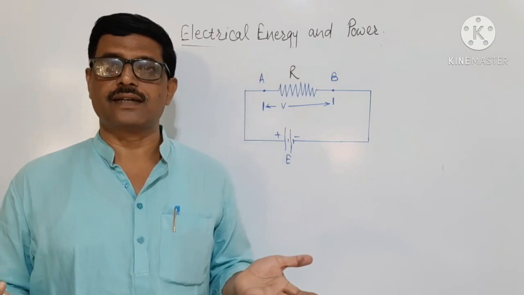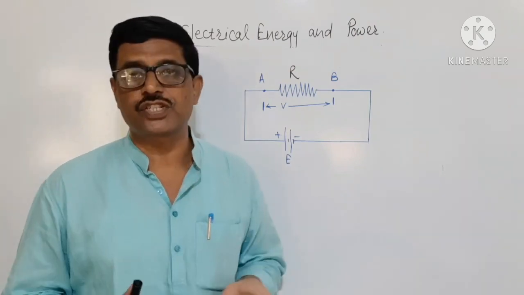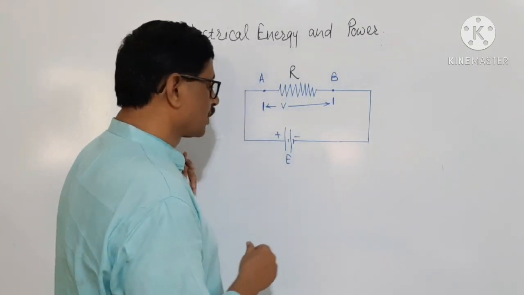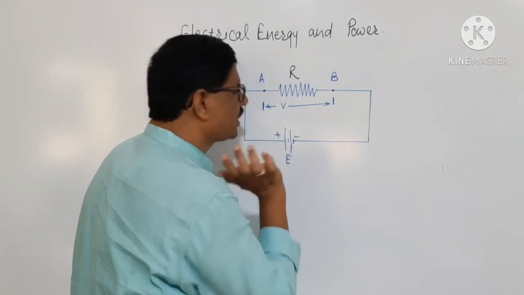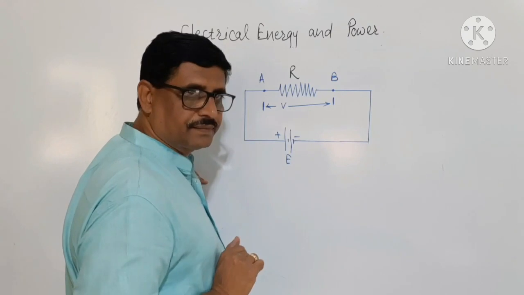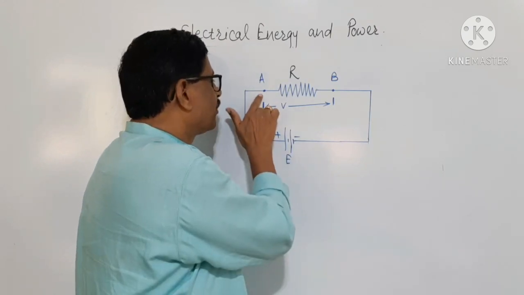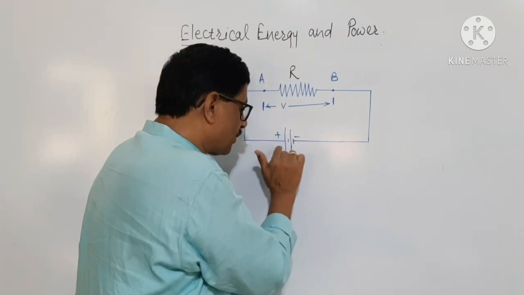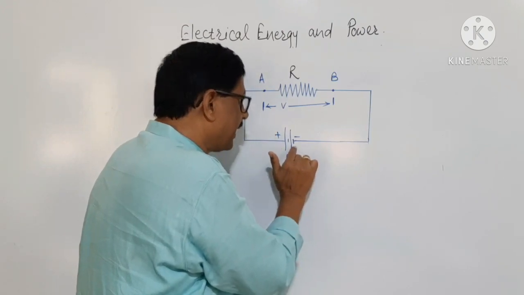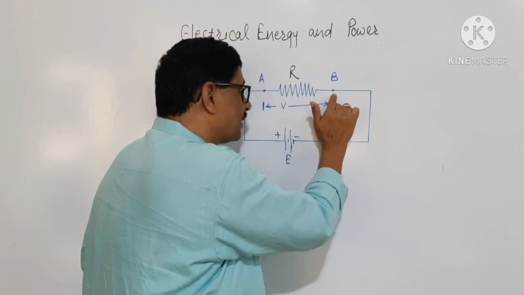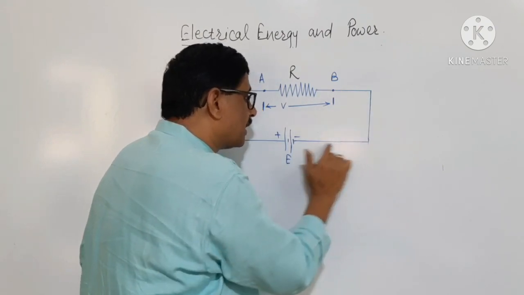Let us consider a resistor of resistance capital R connected to a cell of which the EMF is E. Now let us consider the end A of the resistor is connected to the positive of a battery and end B is connected to the negative of the battery with the help of a conducting wire.